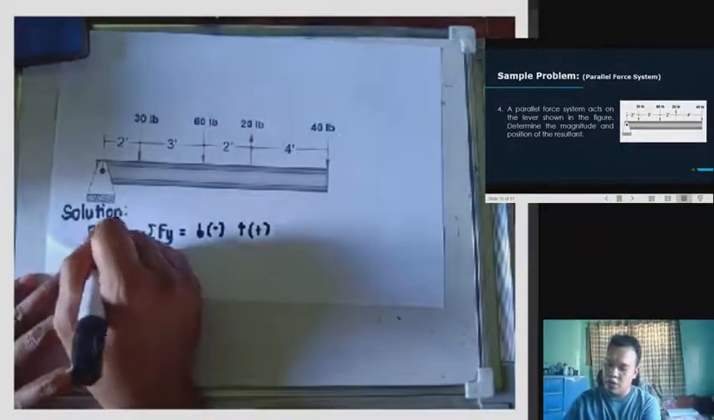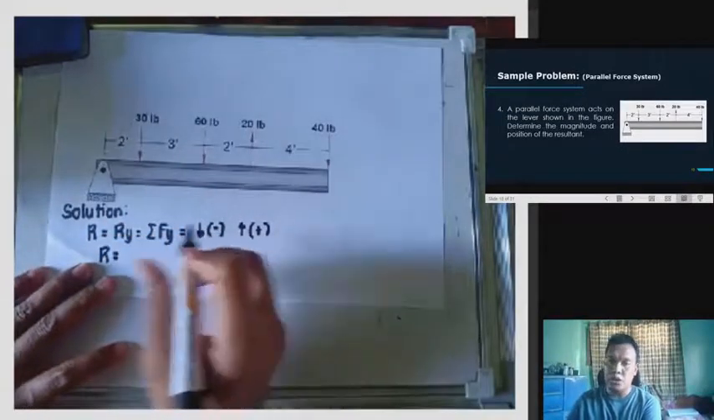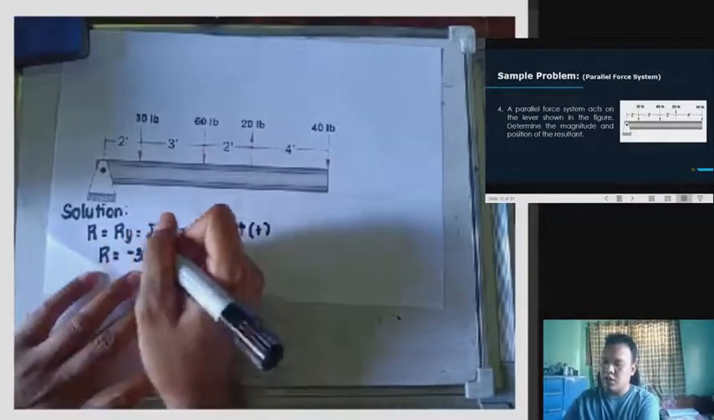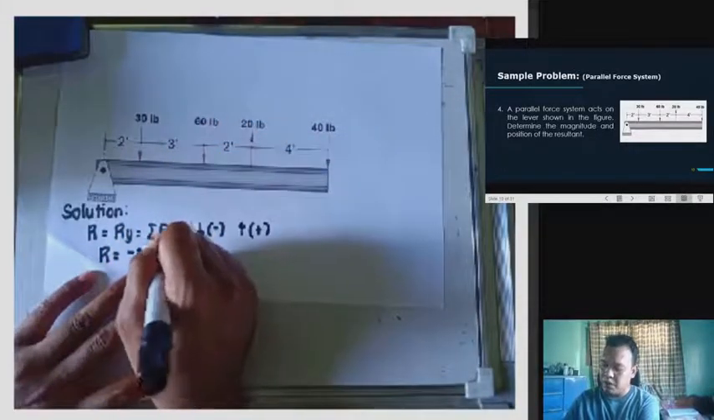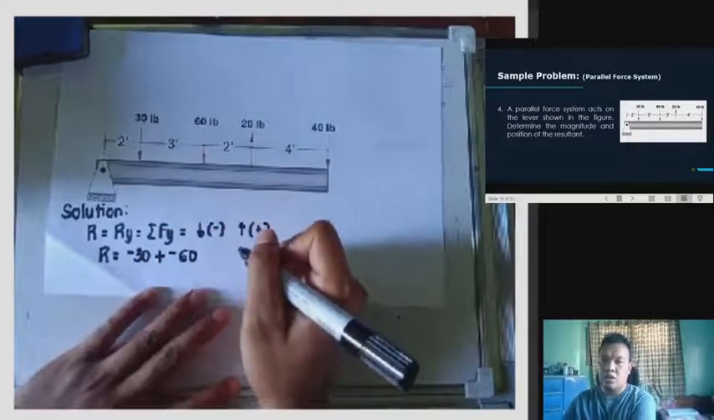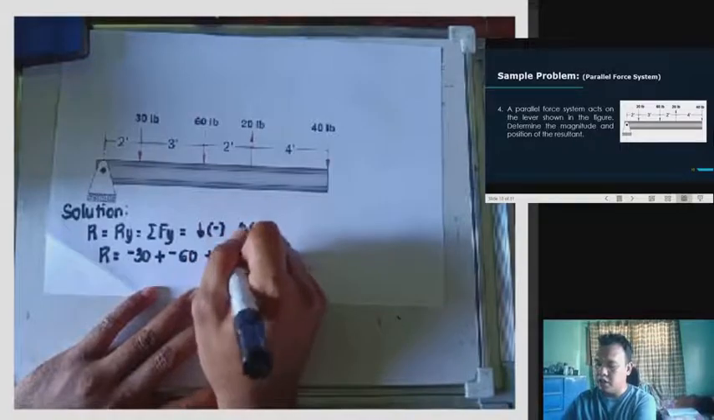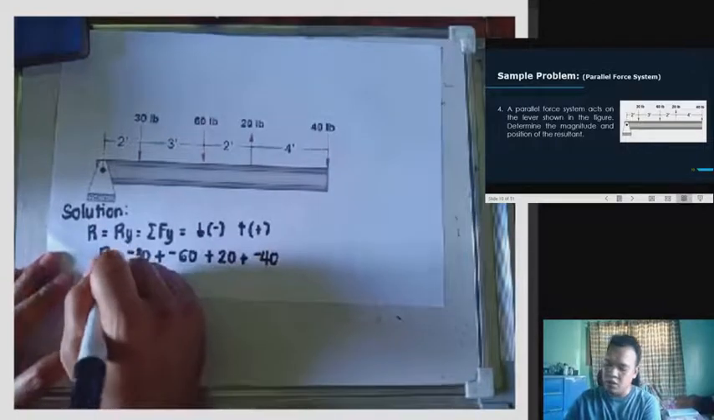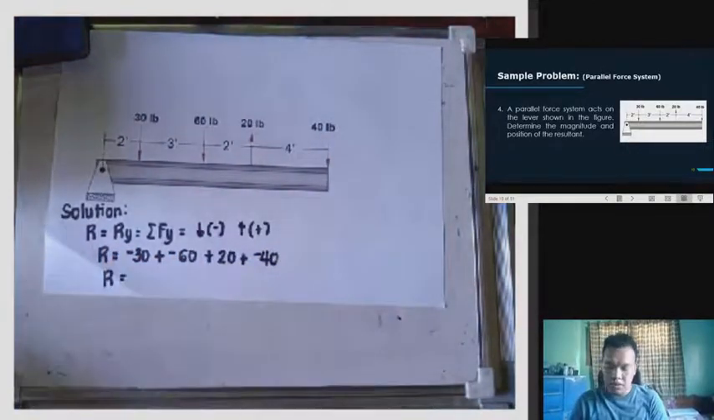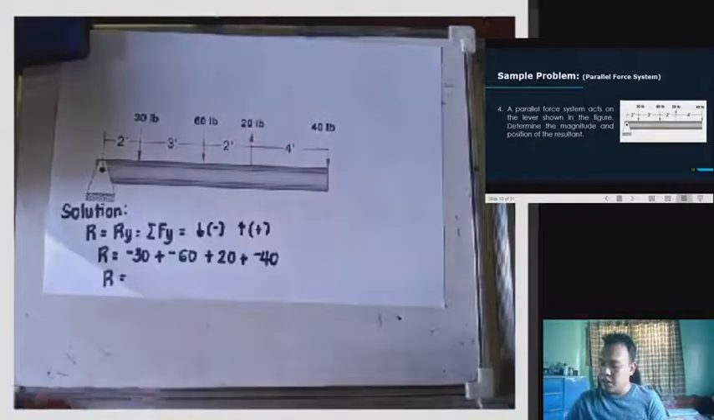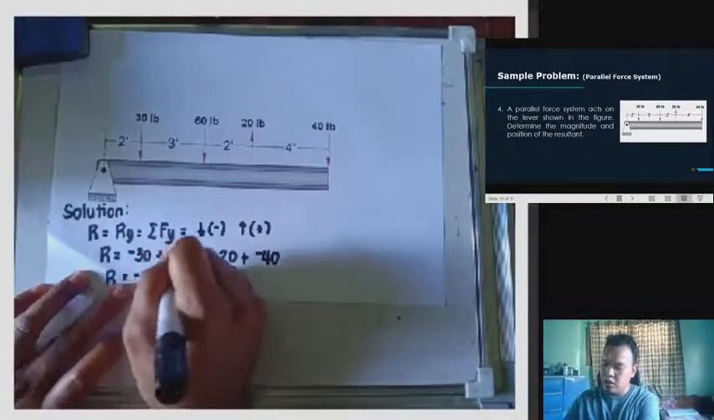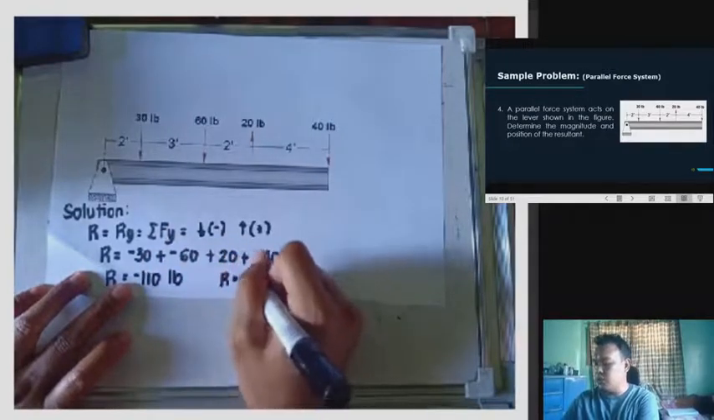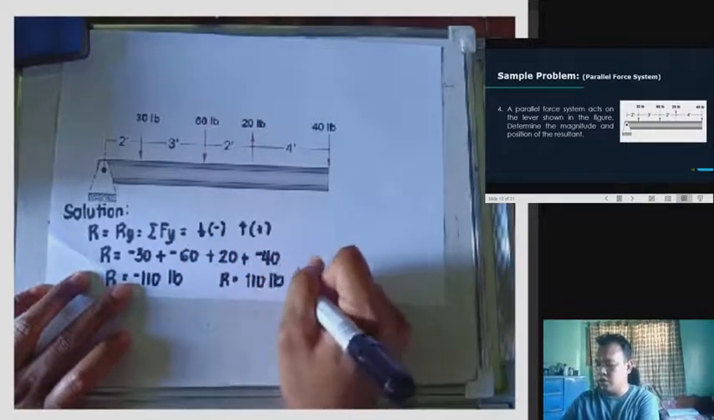So we have here resultant is equivalent to going down, which is negative 30, another going down plus negative 60, going up plus 20, and going down plus negative 40. Ibig sabihin, sa resultant is equivalent to negative 30 plus negative 60 plus 20 plus negative 40. So we have here negative 110 pounds, or the resultant is equivalent to 110 pounds going down.